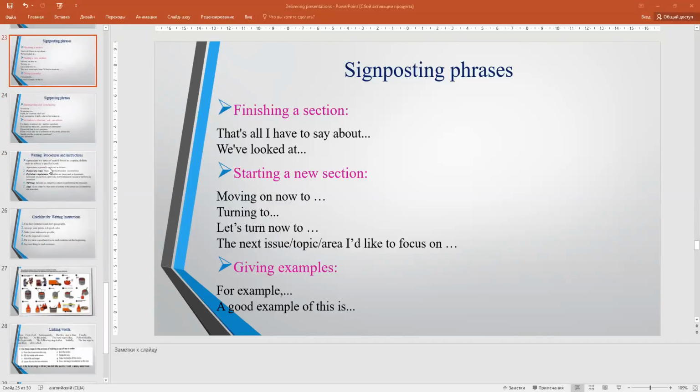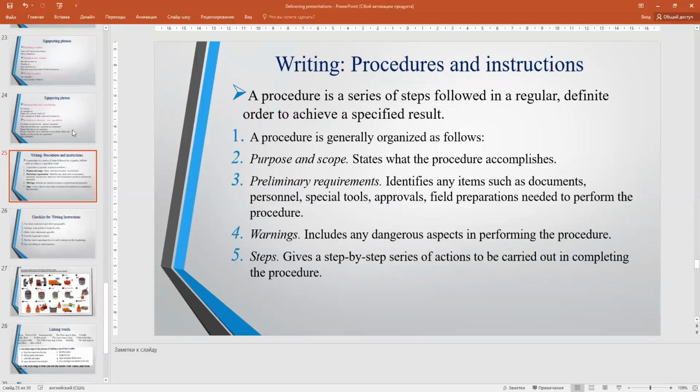So let's talk about the procedures and instructions when you're writing your presentation. A procedure is a series of steps followed in a single definite order to achieve a specified result. A procedure is generally organized as follows. Specific purpose and scope states what the presentation accomplishes, and the preliminary requirements. Also, warnings and steps give a step-by-step series of actions to be carried out in completing the procedure.